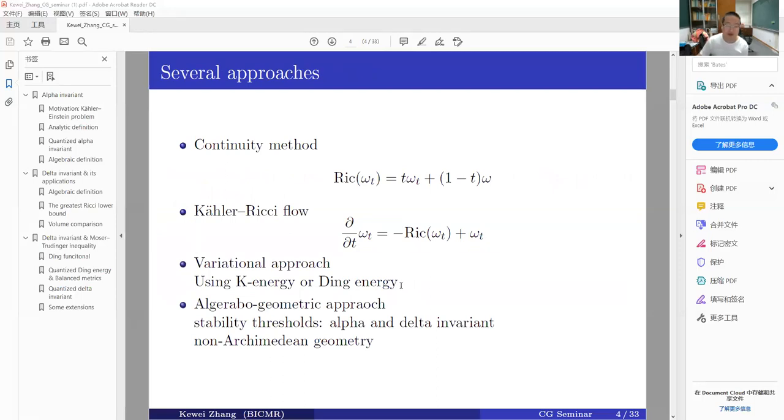There are several ways to study this problem. There are two classical ways. The first is the continuity method. You can run this continuity method, and you can try to find the solution of this equation when t is equal to 1. And then this will give you a Kahler-Einstein metric. And also you can use the Kahler-Ricci flow, which is like this, and you can try to study the limit as t goes to infinity.